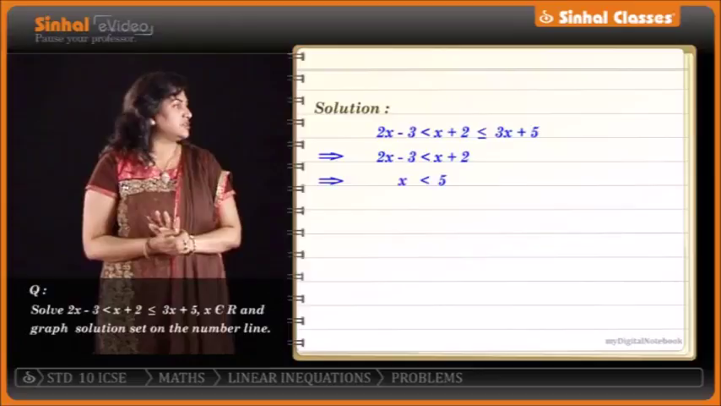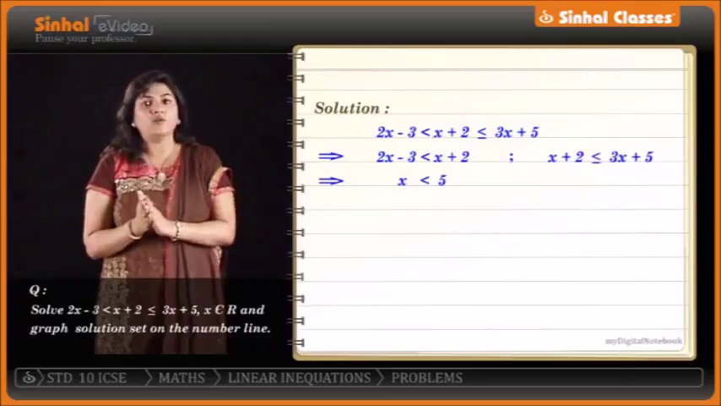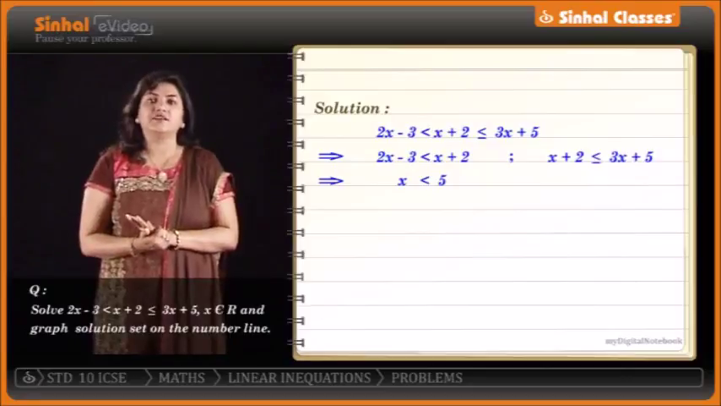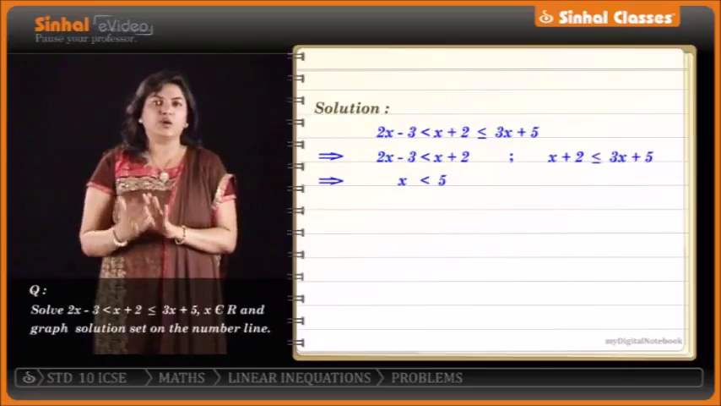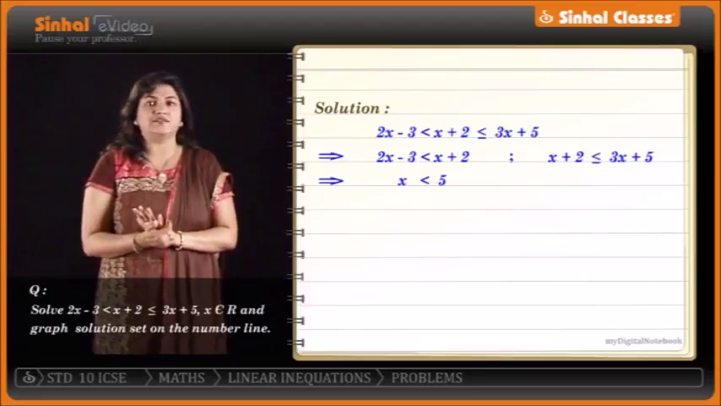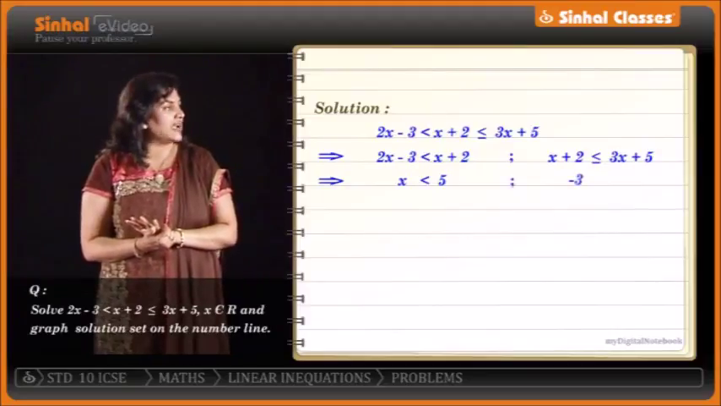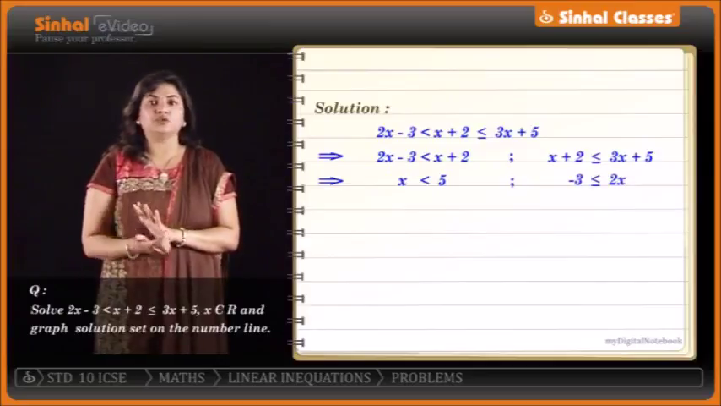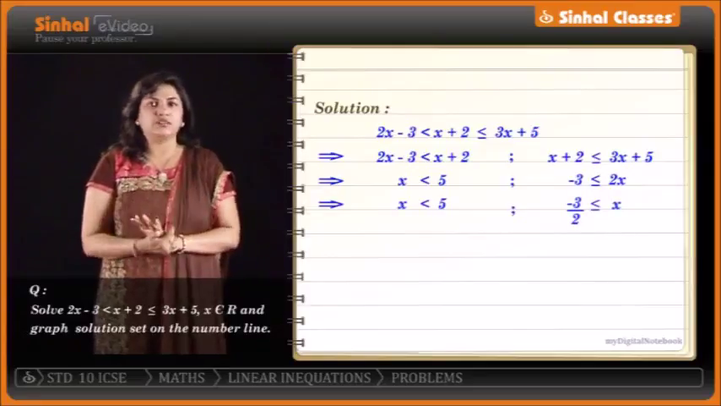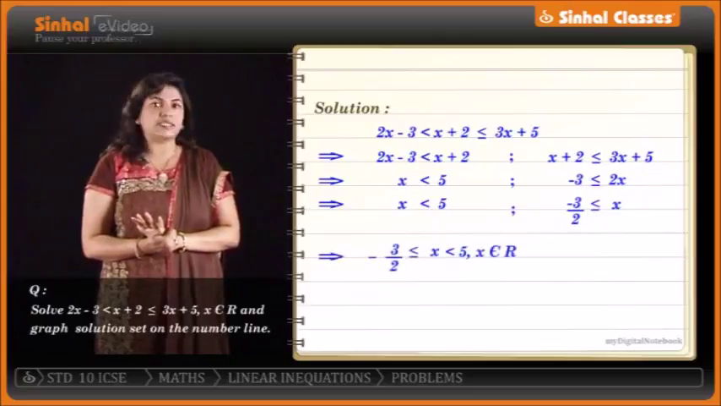Now the second inequation, x plus 2 less than equal to 3x plus 5. Now here we have x and 3x. If we take 3x to the left, we will get minus 2x. We want to avoid that, so we take x to the right and take 5 to the left. We get 2 minus 5, that's minus 3, and 3x minus x, that's 2x. Divide by 2. Minus 3 by 2 less than equal to x. Now we join the two inequations to get minus 3 by 2 less than equal to x less than 5.